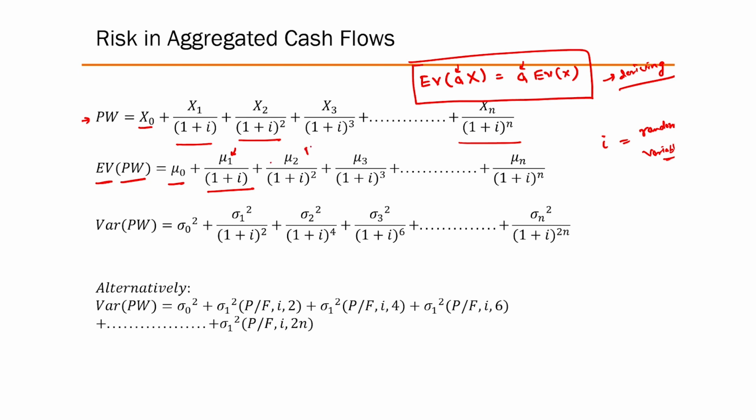Second will be expected value of x2, and this 1 plus I square becomes the coefficient in this particular case, or you could say A2 if you are following this notation, right? So you are okay with this expression, the second expression. Expected value of present worth is mu naught plus mu1, which is the mean or expected value of x1, divided by 1 plus I, because 1 plus I is the coefficient that comes out of the bracket. Alright.